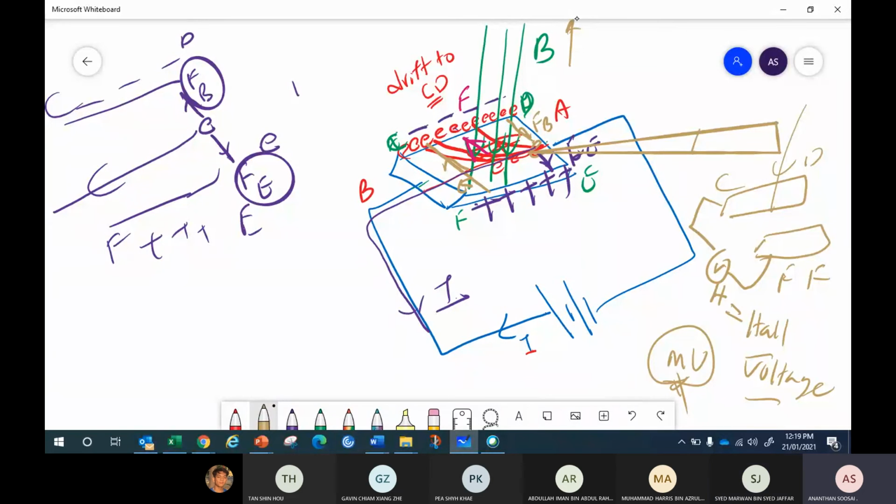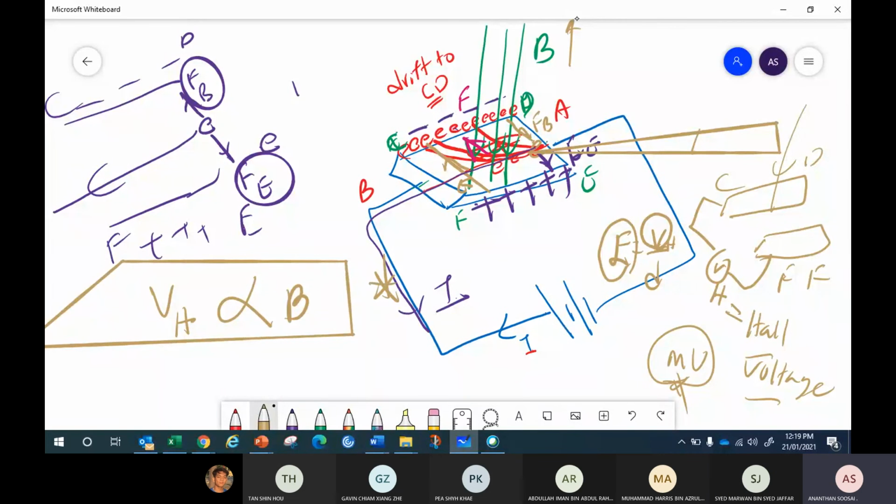How are Hall voltage and electric field strength related? From your AS knowledge, electric field strength, what is the formula? V over d, right? One formula. So the greater the electric field strength, the greater the Hall voltage will be. This is called Hall voltage, after Hall, the scientist who did this experiment. The Hall voltage was found to be directly proportional to B.